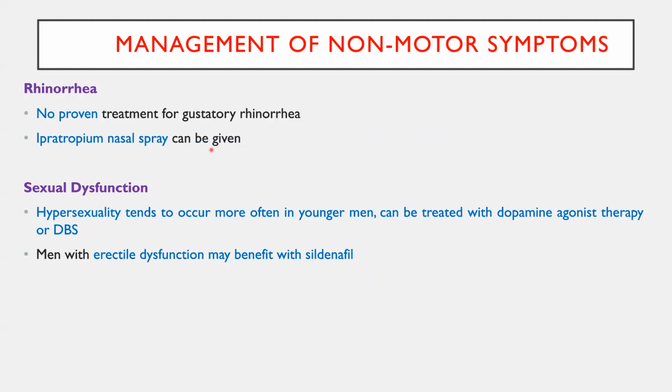For sexual dysfunction, it can be both hypersexuality or autonomic dysfunction in the form of erectile dysfunction. Hypersexuality is most commonly seen in younger men, and levodopa can also cause this kind of abnormal symptom. It can be treated with a dopamine agonist or surgical intervention. For erectile dysfunction, similarly, you can give sildenafil or vardenafil.